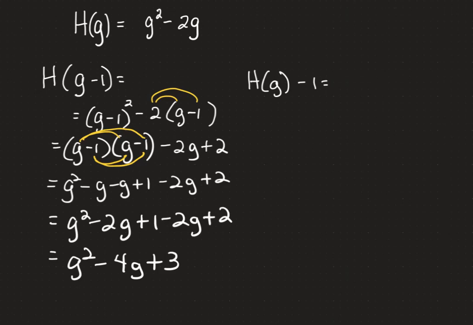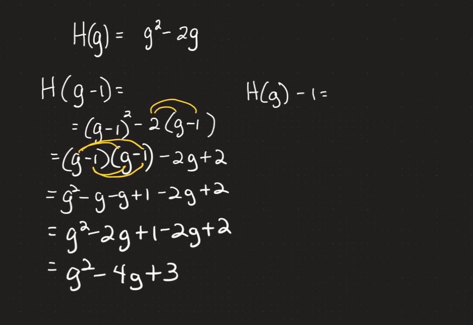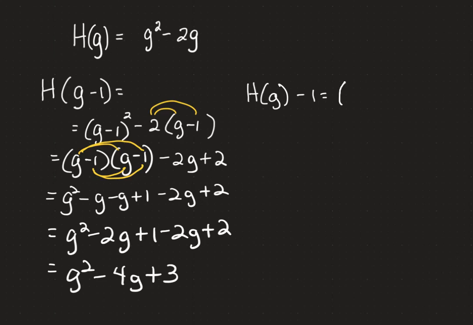Let's see how that compares to h of g, minus 1. I'm going to look at my original function up there, put whatever my value is in, and square it. Then I'm going to take negative 2 and multiply it by the value of my variable. But then I still have this minus 1, so I have to go over here and subtract 1. The value I'm putting in is found right here. I am putting in g as the value of my variable. So g squared minus 2g minus 1.